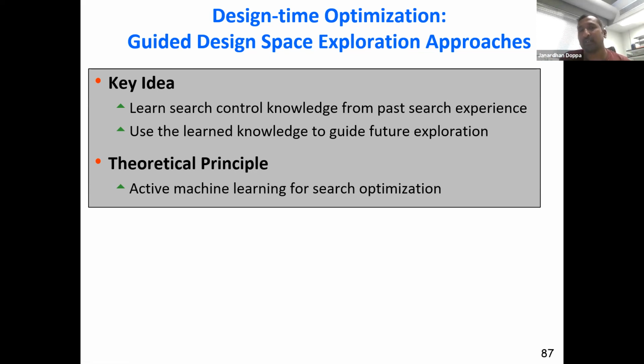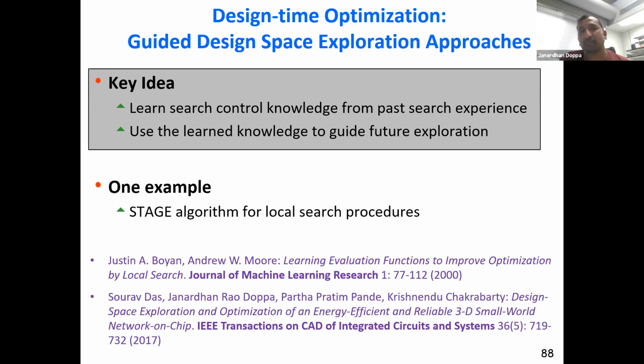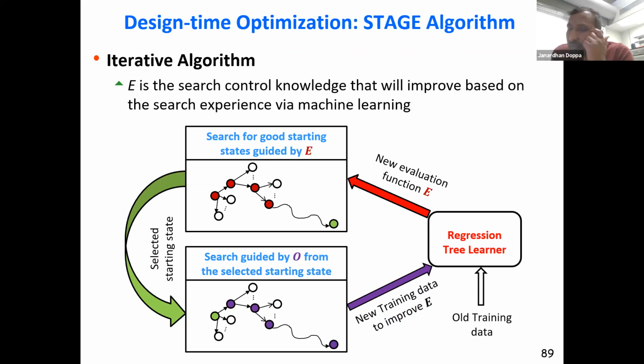So that's what search optimization means in this context. One canonical example here is what is called the STAGE algorithm for local search procedures. What a local search procedure does is, you have a particular design, and you design some kind of a successor function, like how you explore the neighborhood. And the neighborhood is designed by, let's say, you remove one link and you place that link between two other nodes. And you can do that in many ways.